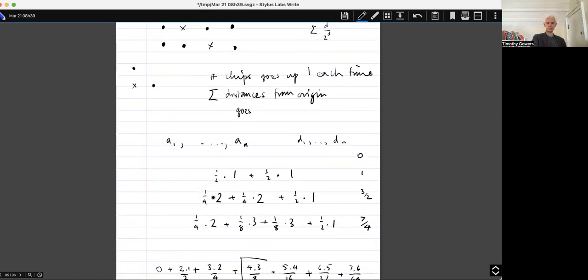So here was thinking about what might happen. We might start with a 0. On the first go we get a half times 1 plus a half times 1. On the second go, if we split that into 2, we get a quarter times 2 plus a quarter times 2, still have this half times 1.